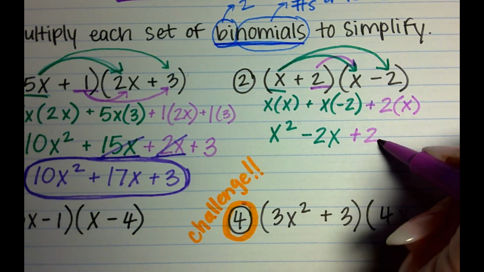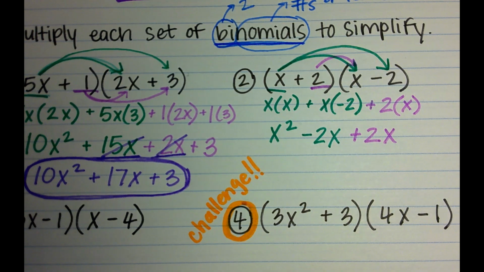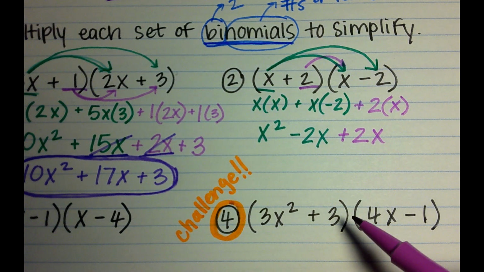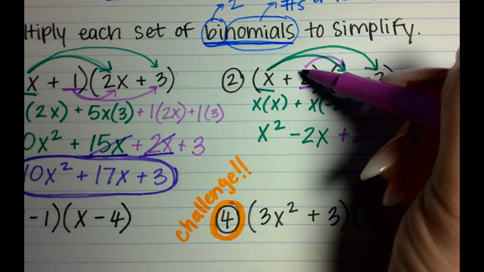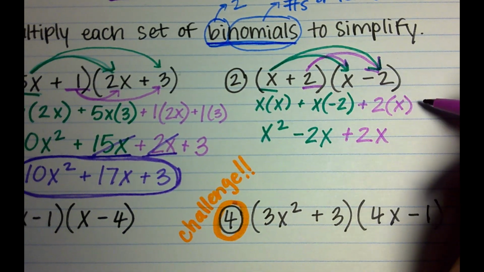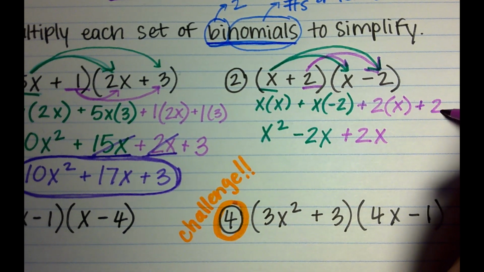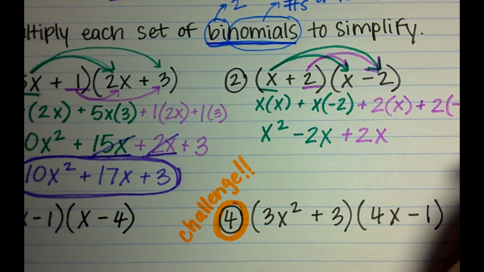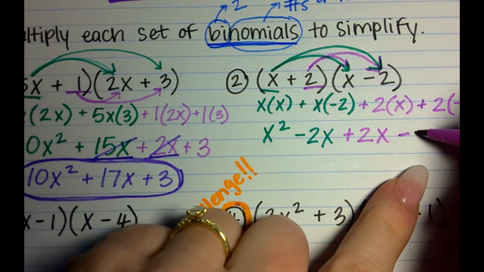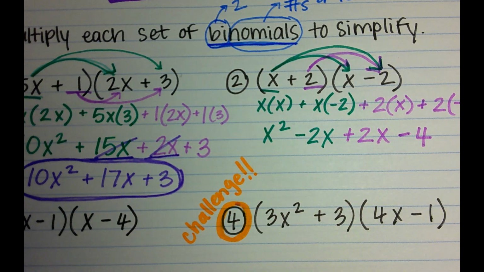Gives us 2x. And then the outer, or the last, is minus 2. And so 2 times negative 2. Oh, it's going to be negative 4. Yes, good catch. 2 times negative 2, that gives us negative 4.